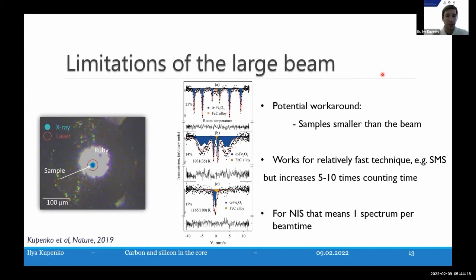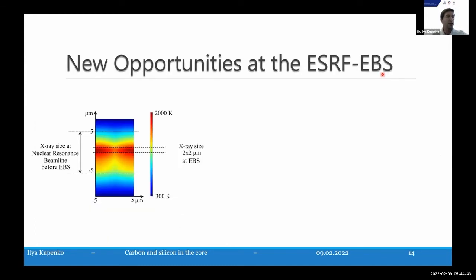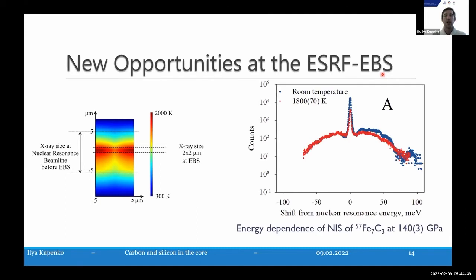But this would not work for photon-hungry techniques like nuclear inelastic scattering, where instead of measurements of one spectrum for 8-12 hours, you will have to measure it for 1 week. So basically one spectrum per beam time, which is of course not feasible. And thanks to the EBS upgrade, we now have the beam size compatible with laser heating at ultra high pressures. So here you can see the nuclear inelastic scattering spectrum for the first time measured at core pressures and at high temperatures.